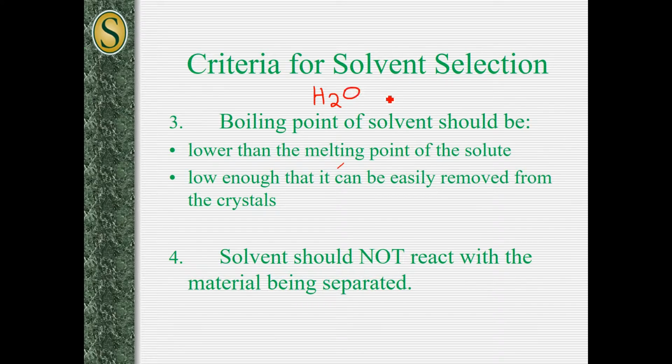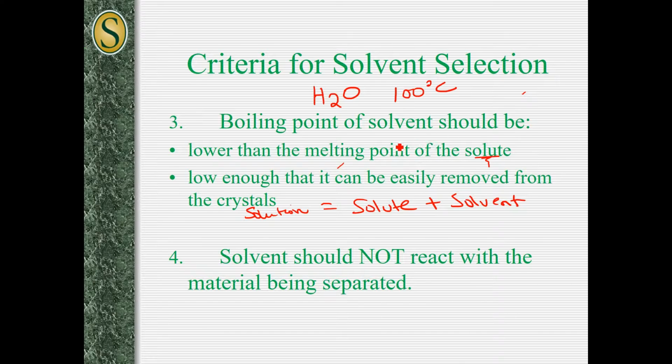The boiling point of the solvent should be lower than the melting point of the solute. The solute is the solid you're dissolving in the solvent. Solute plus solvent, remember, equals a solution. The solution could be dilute or saturated. Okay, so the boiling point of H2O is 100.